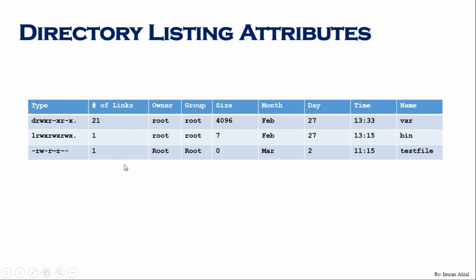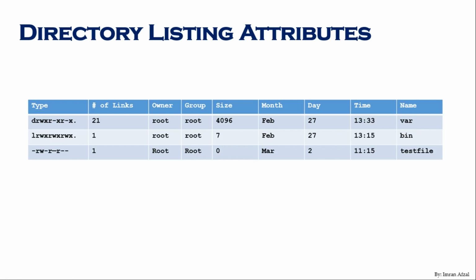The second field tells you the number of links, or hard links, attached to that directory. The third one tells you the owner of the directory, who owns it. The fourth one tells you the group of that directory, which group owns it, and then the size of the directory or file, the month, the day, the time, and the name. So these are the basic attributes when you do ls -l.